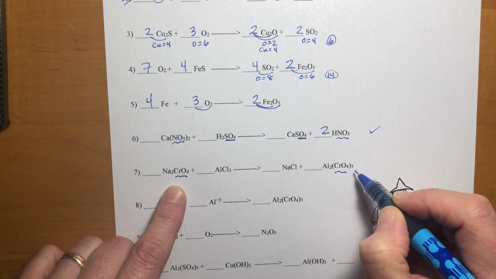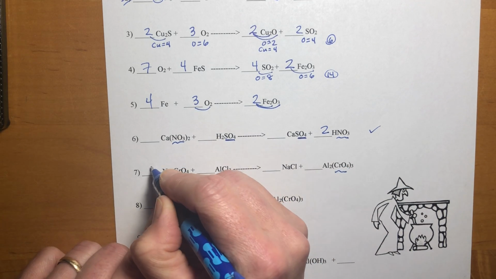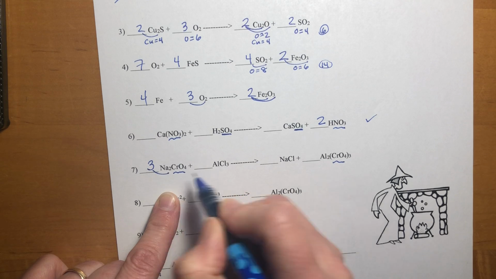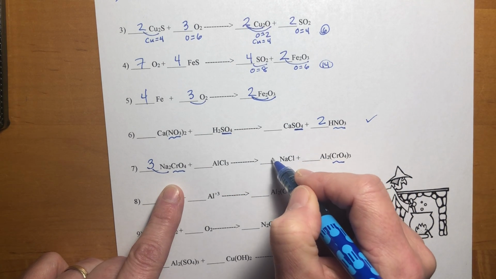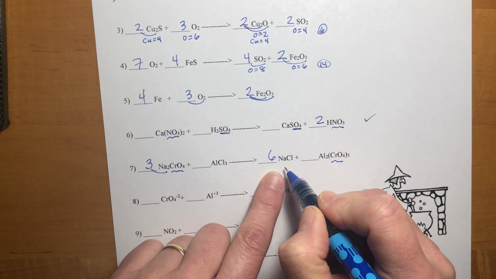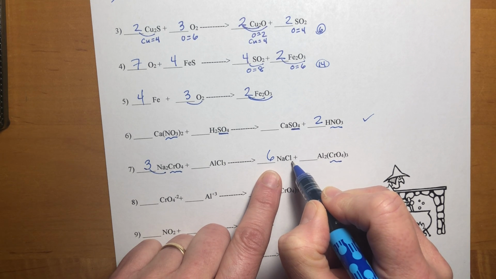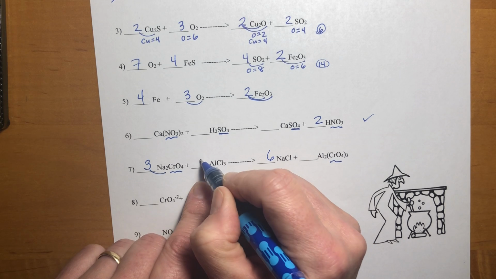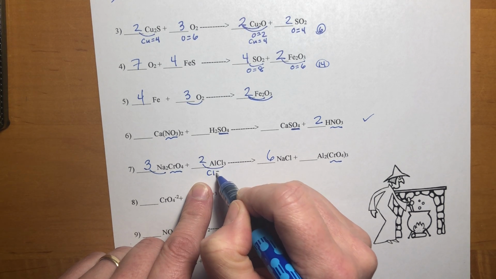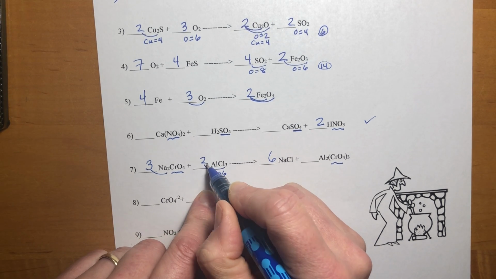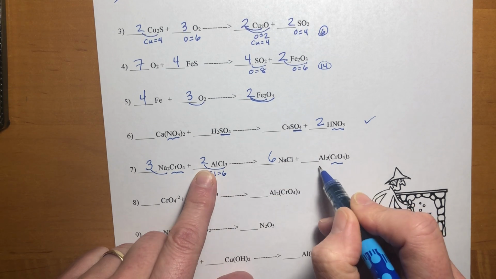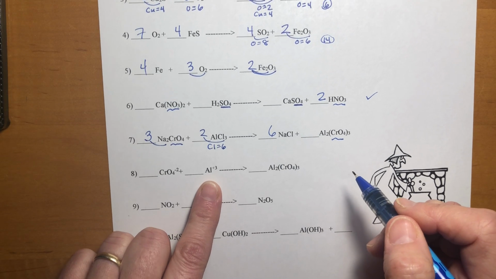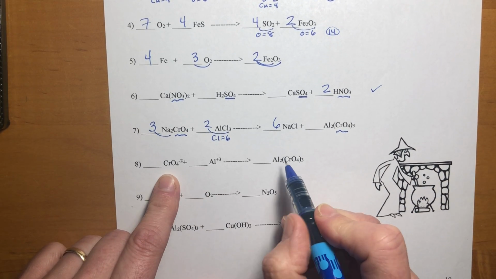So there's 3 chromates on this side, but only 1 on this side. So if I put a 3 here, that jumps my sodiums up to 6. So I'll put a 6 here, which jumps my chlorines up to 6 also. So to balance it, I'd need a 2 here to get the chlorines to be 6 on this side. And that gives me 2 aluminums, which is what I need. So that's good. All right, next one, there's chromate again.